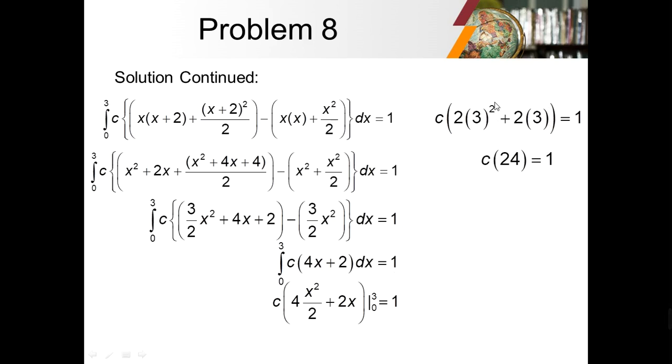Then, 9. This is 9 times 2. 18 plus 6 is 24. Therefore, C is 1 over 24. Okay? So, ito yung ating final answer.